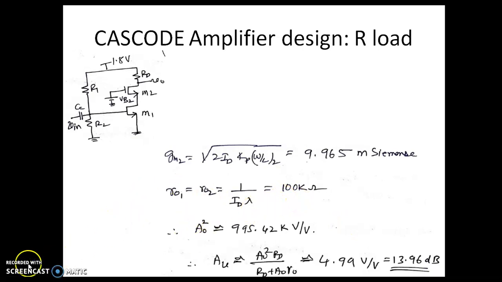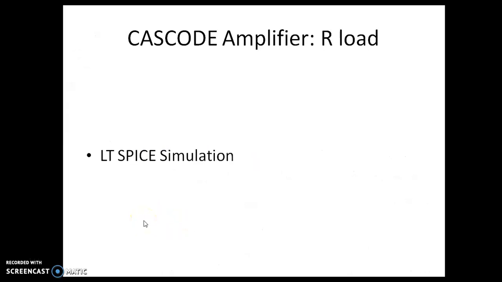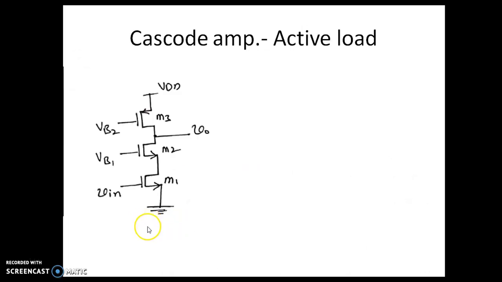So now let me proceed with active load cascode amplifier. Now you can see this is again the same cascode amplifier, but the resistive load is now replaced by an active load.